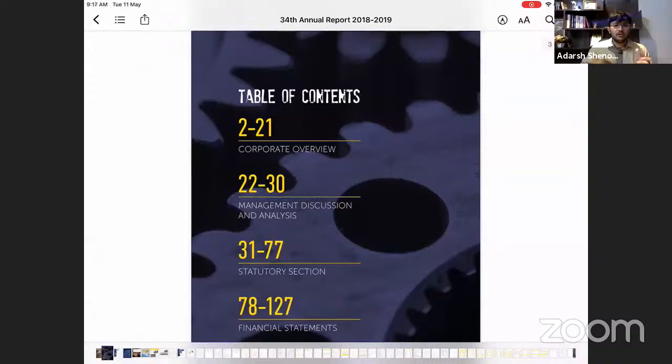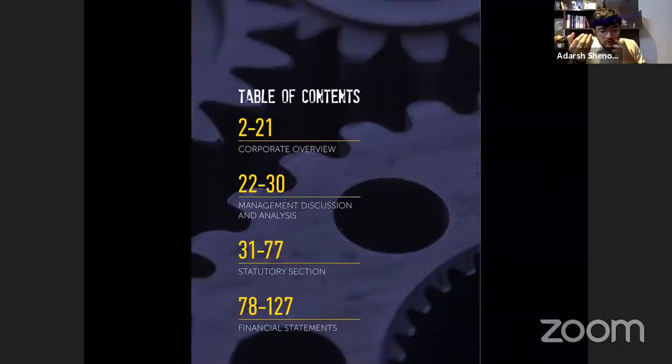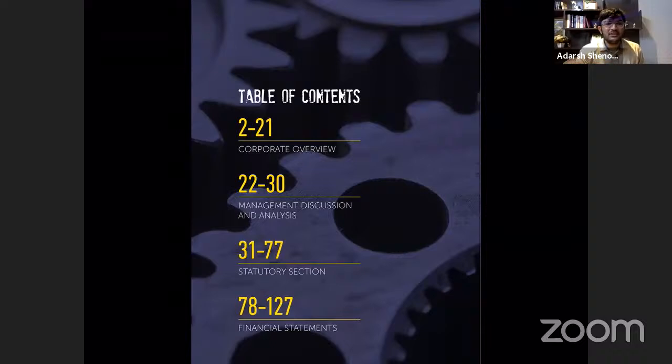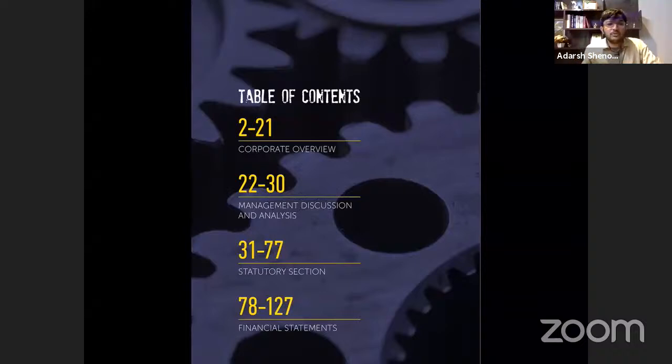Every year, these listed companies, which are listed in the stock exchange, release this. In this, they will talk about the corporate overview, that means about the company. They will talk about management discussion and analysis, what the board of directors has to say about the business. All that is discussed over here. Then you have the statutory section. That means legally they have to mention certain things there. Not just the Companies Act, other acts may also be applicable.